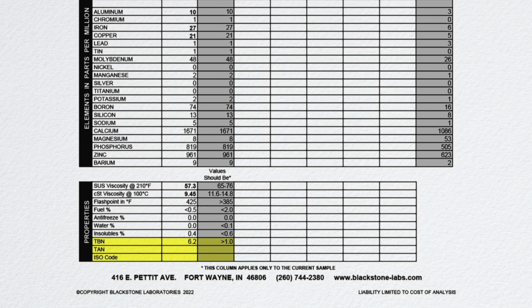So a TBN, for example, that's strong would speak to there being plenty of active additive left. A TAN, which is total acid number, well, you want to see a low value because that would speak to the oil not being overly acidic. Now we have the particle count. This mainly applies to gear lubes or hydraulic oils. For engine oils, we can try to run a particle count, but it's not terribly useful.